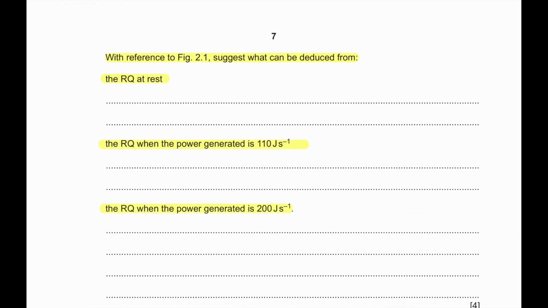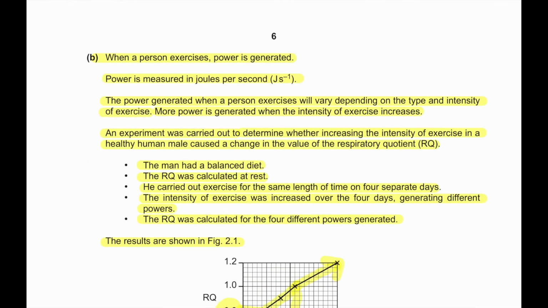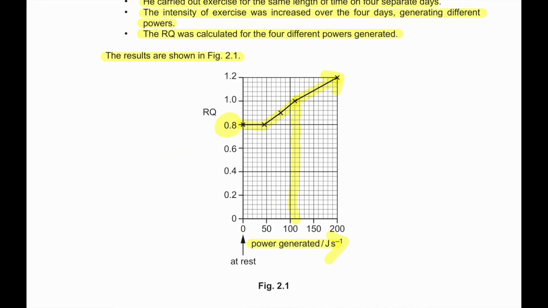RQ when the power generated is 200 joules per second. When the power generated is 200 joules per second, anaerobic respiration is taking place, because we can see a value of RQ of 1.2, which is indicative of anaerobic respiration due to low oxygen availability.